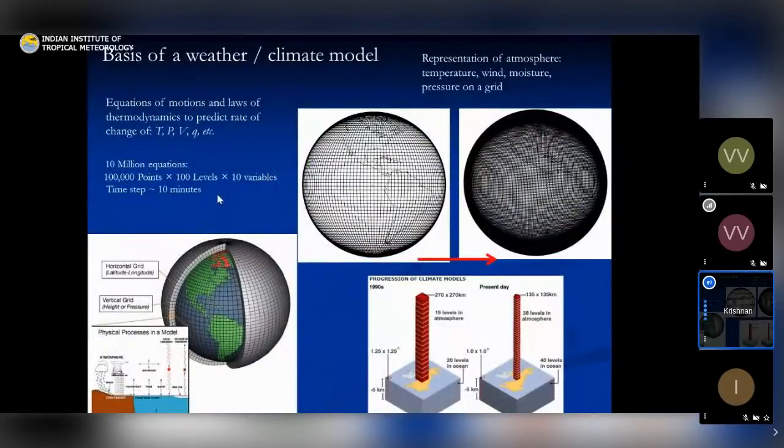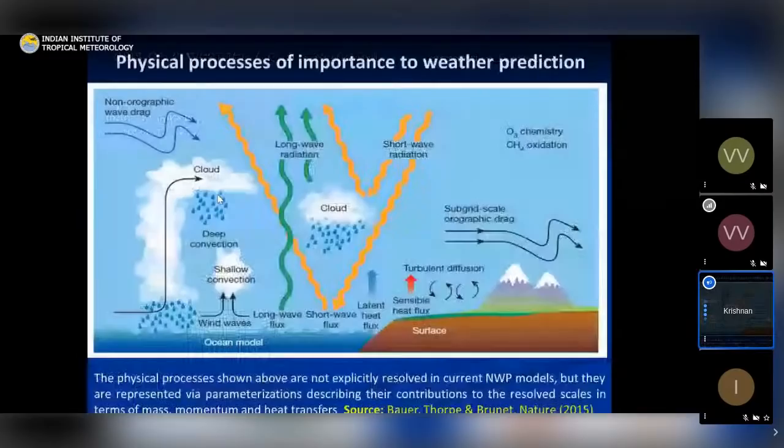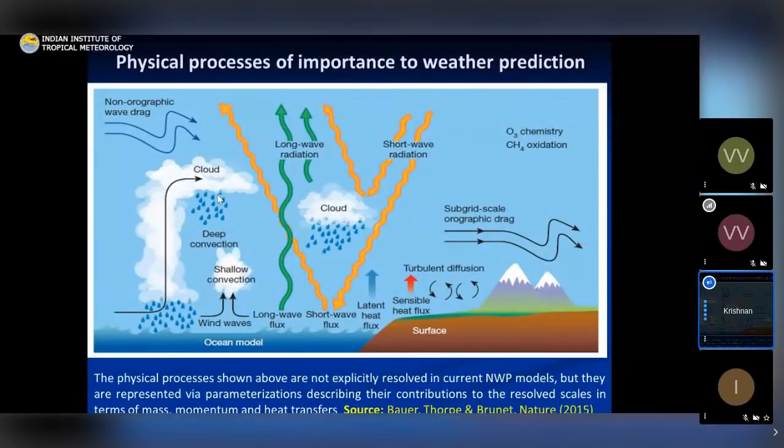And this is all we are talking about, the large scale, but within the scale of a grid, you have processes that are not resolved. And they are important for weather prediction. This we call in our jargon parametrization of the physical processes, subgrid processes like clouds, how radiation interacts with the land and the atmosphere, the different forms of convection, the turbulent processes, the exchange of fluxes, orographic drag, and so on. So they are not resolved in NWP models, but they are currently parametrized. And I'll be coming to this later on.